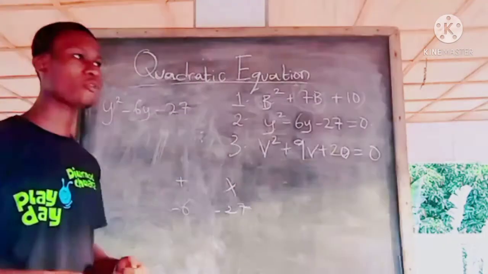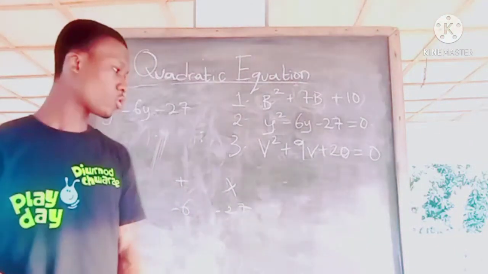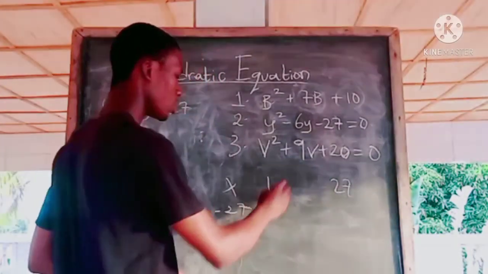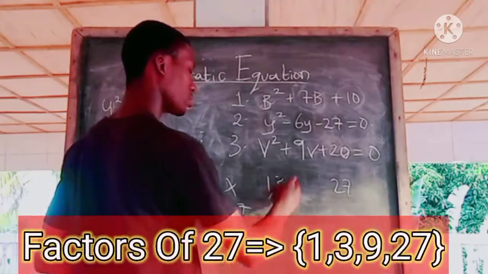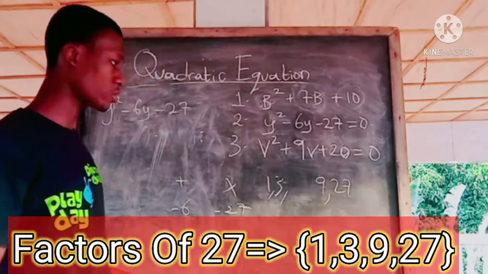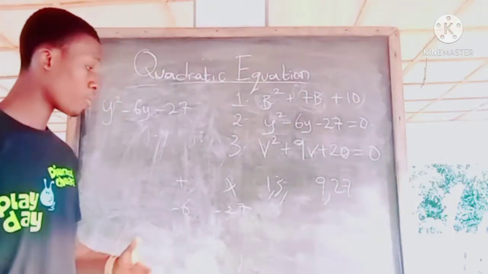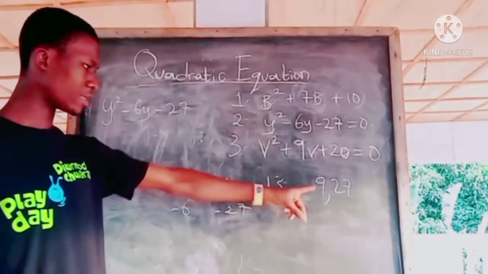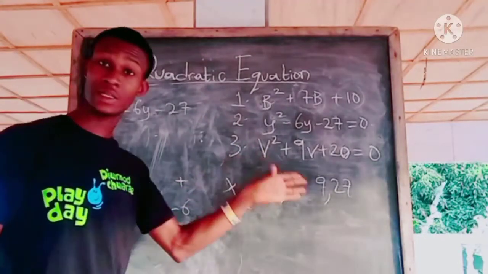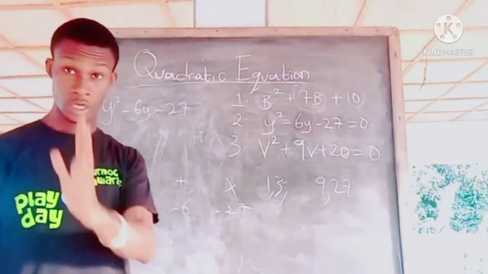So we're going to ask ourselves, what are the possible factors of 27? We know that 1 times 27 will give us 27. We know that 3 times 9 will actually give us 27. And from the look of things, these are the only factors of 27. So let's proceed. From here, we can see that 3 and 9 would surely give us 27. And if we work on 3 and 9, we'll surely get negative 6. So let us see how it's going to work.